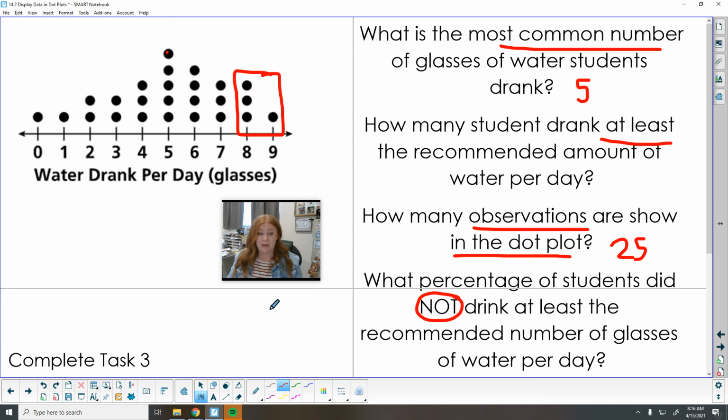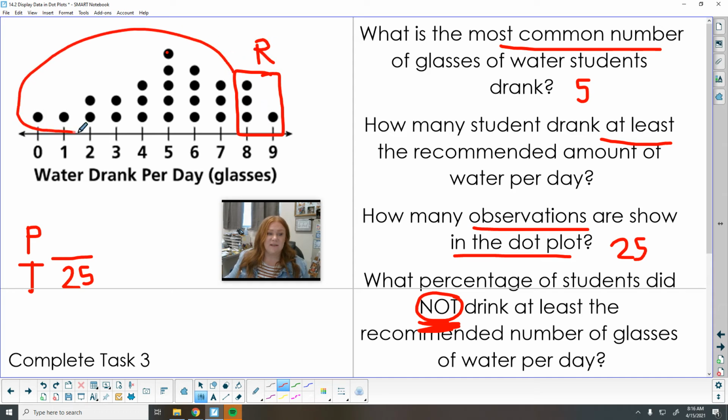And if I have my total wrong, it's going to get my percentage wrong. Then I'm missing 2 questions. So part over total. We know there are 25 total students that participated, and it wants to know how many did not drink the recommended amount of water. So if you remember, these are the recommended ones. So everything else did not hit the recommended amount of water.